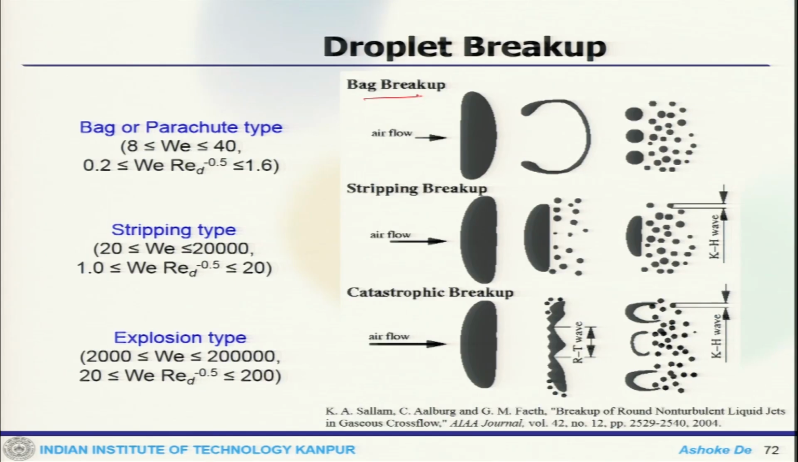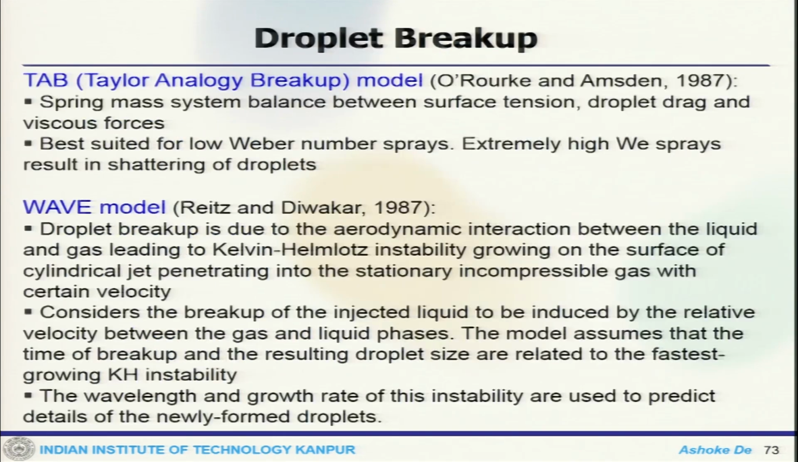This is a bag breakup or the parachute type where the Weber number is like this, the air comes in and this kind of breakup takes place. Now the stripping breakup, this is a Weber number range of 20 to 20,000 where this kind of breakup occurs, or the catastrophic breakup, which is an explosion type. So depending on the Weber number, which is a very important non-dimensional number, it plays an important role in the atomization model. Now the TAB model, this was proposed by O'Rourke in 1987.